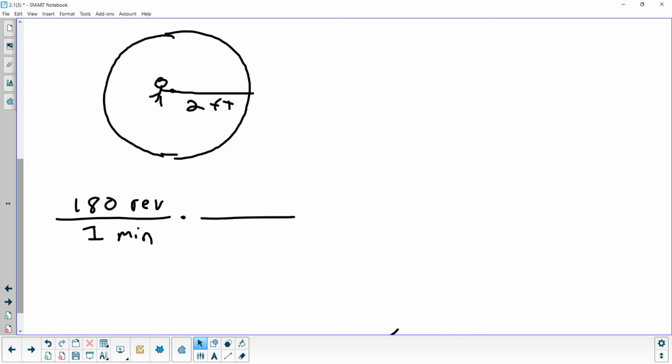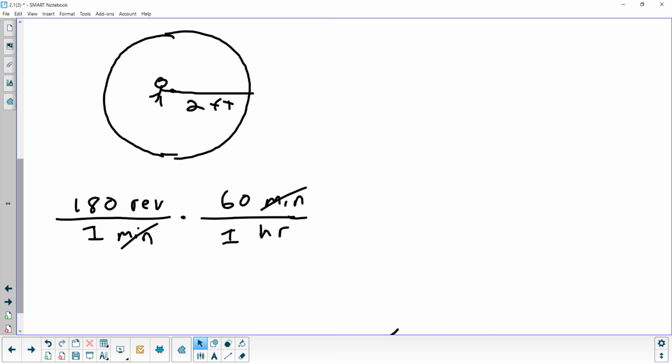All right, so Dawn, if I wanted to convert minutes to hours, how would I do it? Multiply by 60. Okay, and what unit would go in the top? 60 minutes. And what's in the bottom? 1 hour. Perfect. So at this point now we have revolutions per hour.